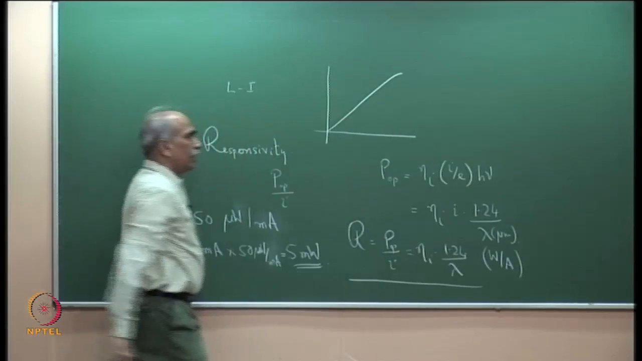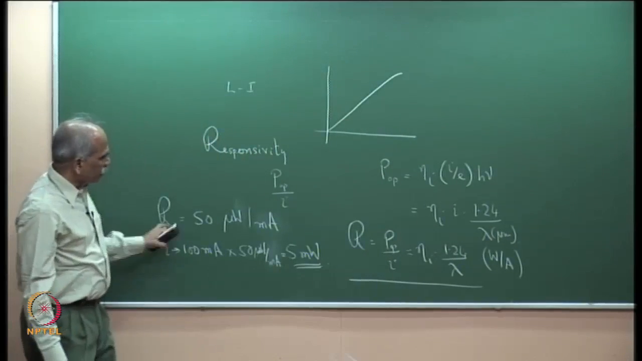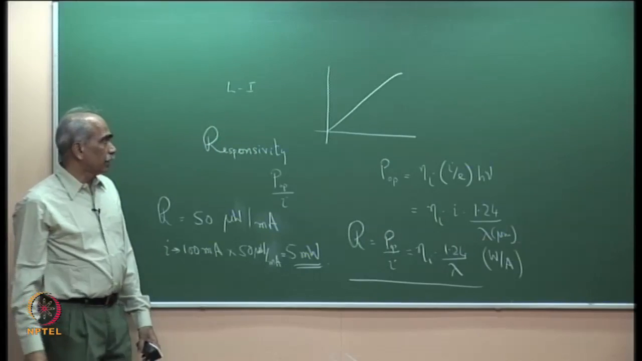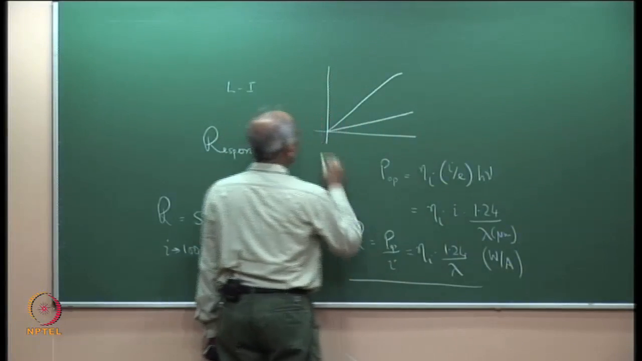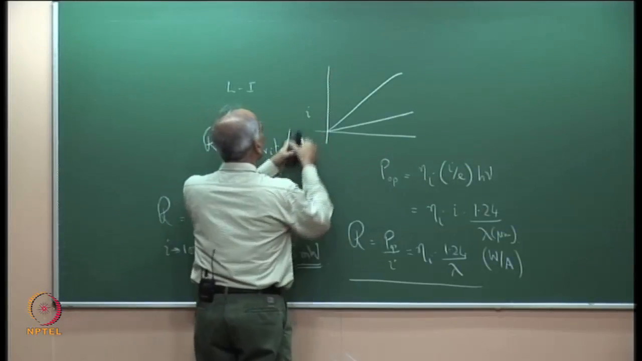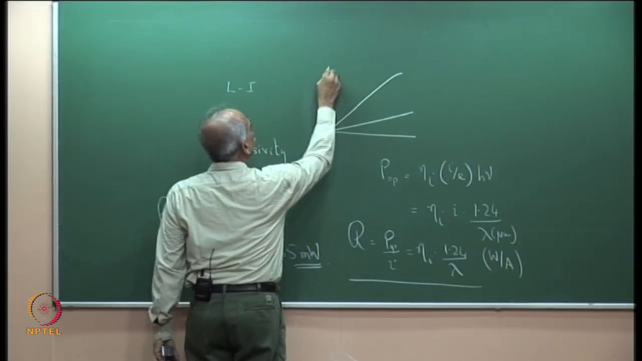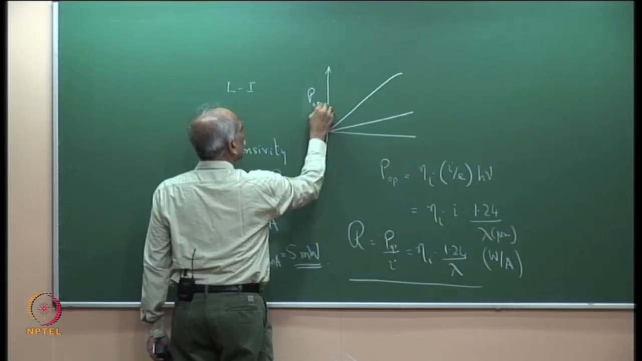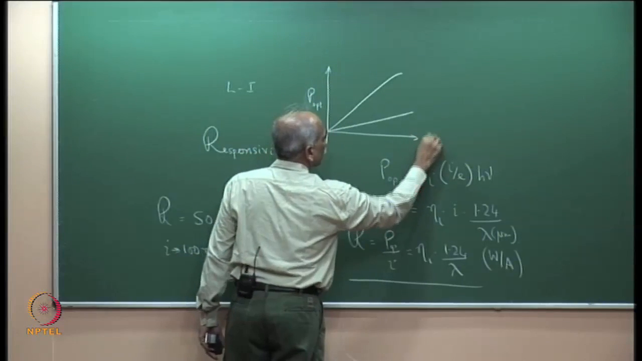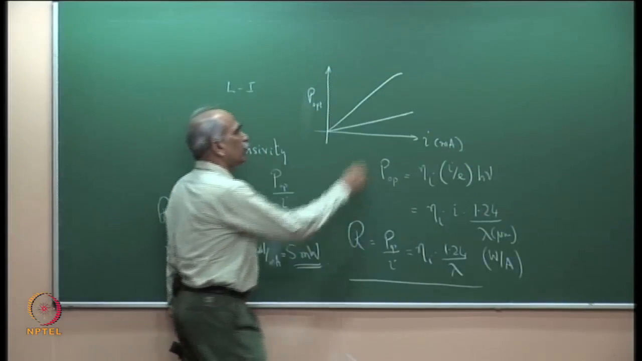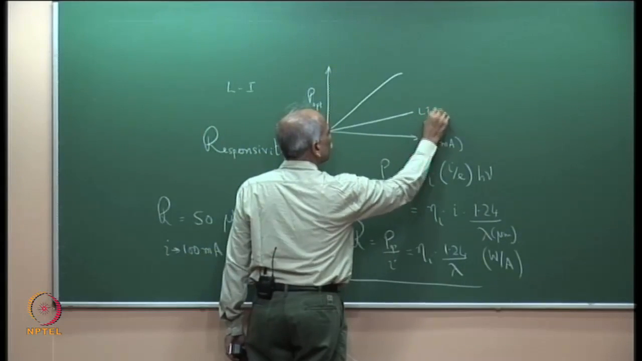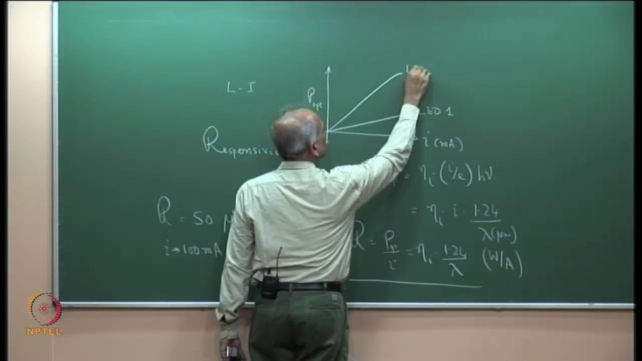Usually it is linear, we operate in the linear region. This responsivity is an important parameter in modulation applications. For example, you may have an LED which has LI curve like this. So this is P optical power, and this is current I in milliampere. A particular LED one may have a responsivity like this. So this is LED 1, this is LED 2.